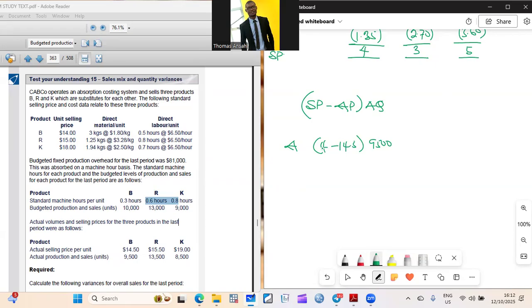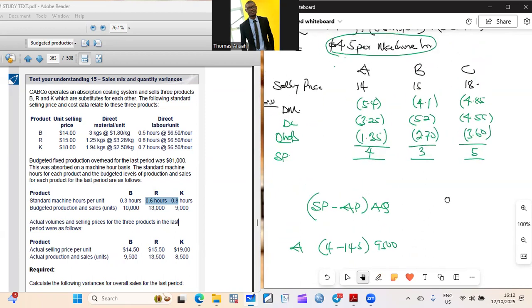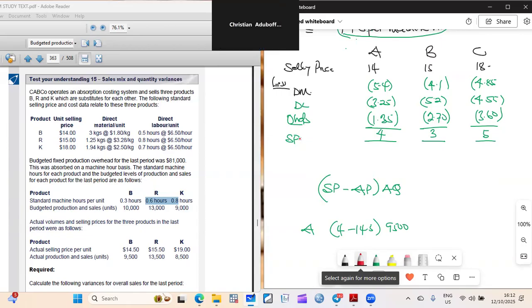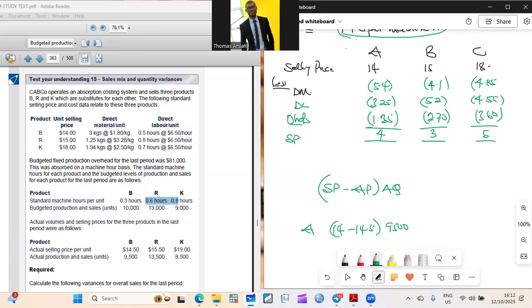But this one, you said, let me see. It's 14. Why 4? Standard price. The SP is SP. Please, you see, you are confused now. The SP, I told you that SP is what? Standard margin or profit. Yes. And so be careful, so that you don't confuse yourself.